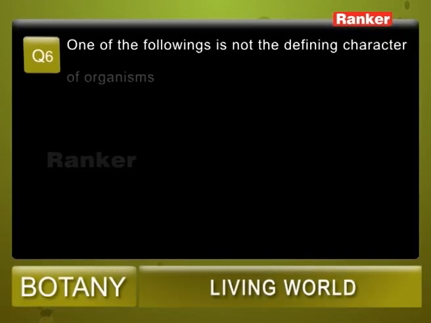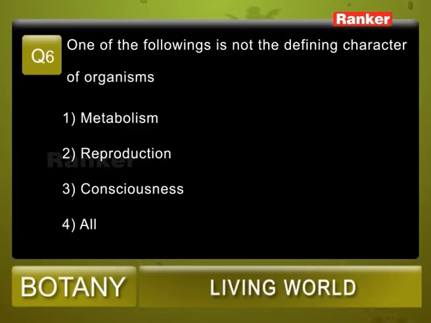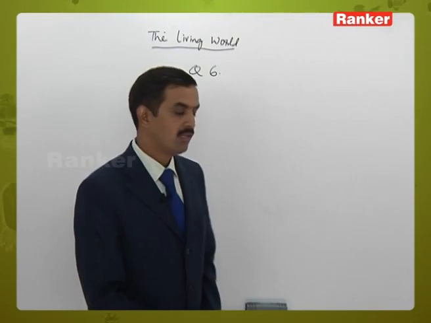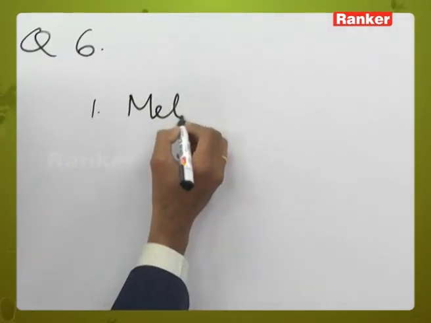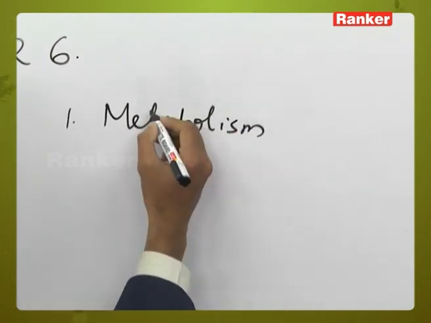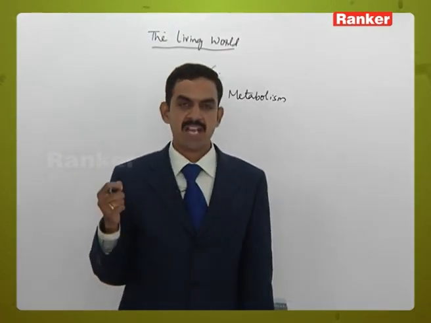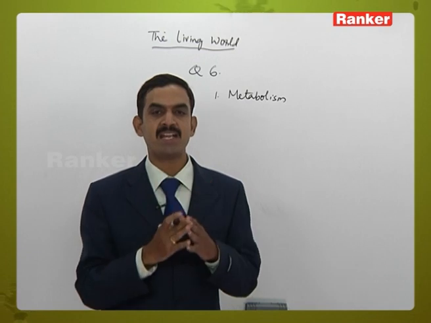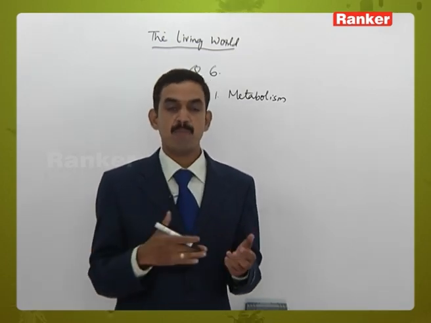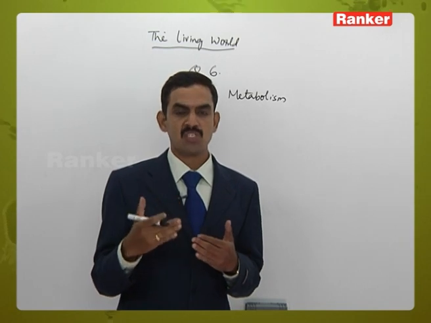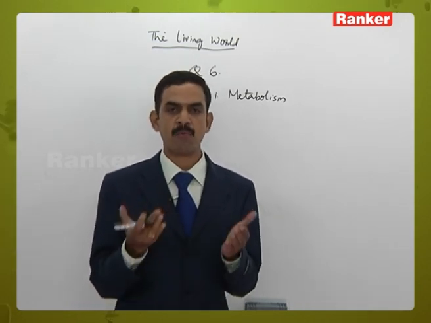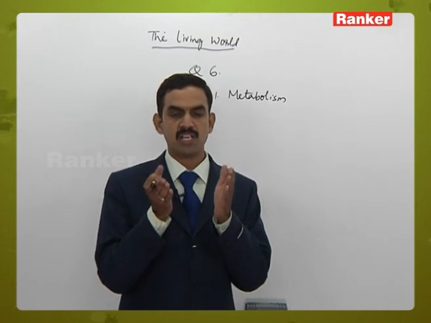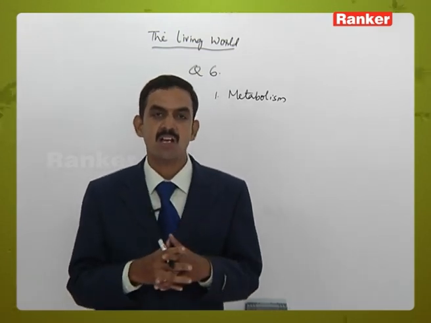Question number 6, one of the following is not the defining character of organisms. 1, metabolism, 2, reproduction, 3, consciousness and 4, all. Okay, let us start with the first one, metabolism. What does metabolism mean? Metabolism is the changes which are taking place inside the cell, that is changes of many chemical compounds, the chemical reactions. Metabolic processes are the conversion of one type of organic compound into another type of organic compound. So this is a change which is taking place inside that organism, called metabolism.